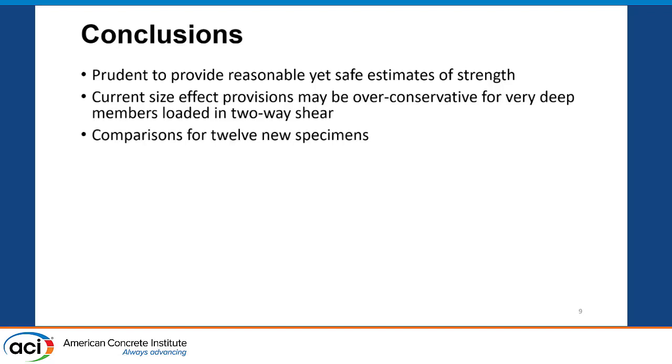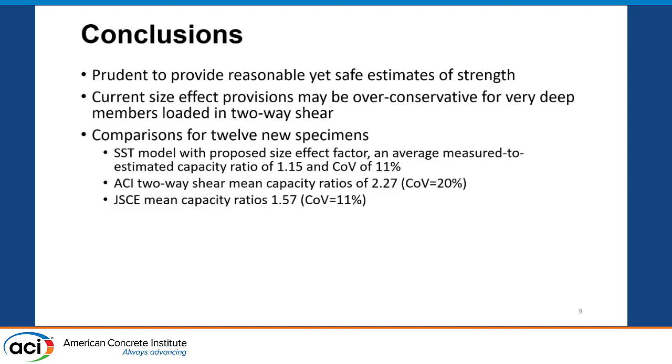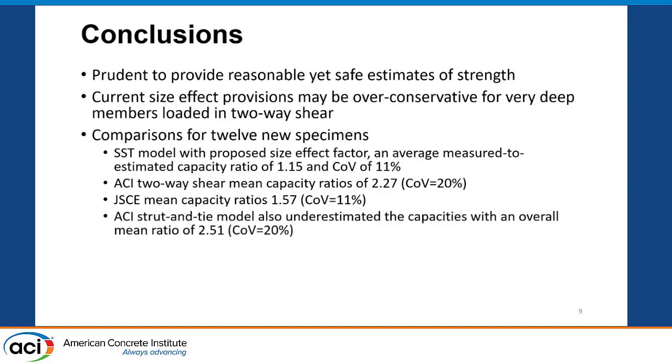We did comparisons for 12 new specimens. The SSTM had an average ratio of measured over predicted of 1.15 with a coefficient of variation of just 11%, so quite tightly bounded. The ACI two-way shear mean ratios were 2.27 with a COV of 20%, so quite a bit more conservative, quite a bit more scattered. The JSCE fared better, about 1.6 with a COV of 11%. The ACI strut and tie method also fared similar to the two-way shear checks.